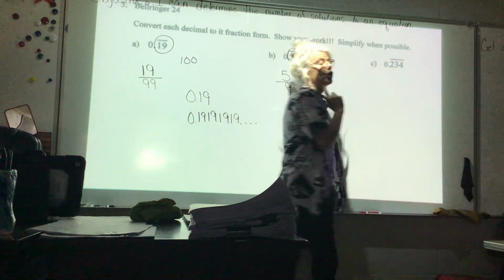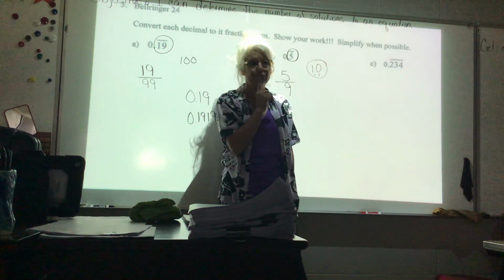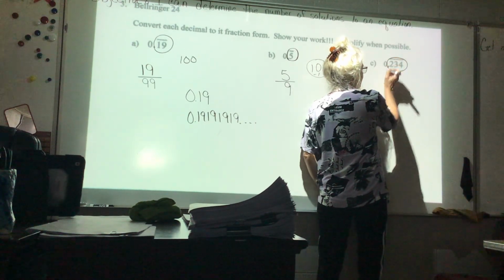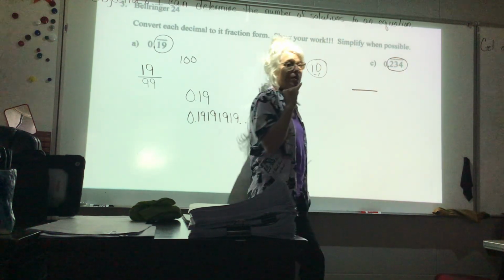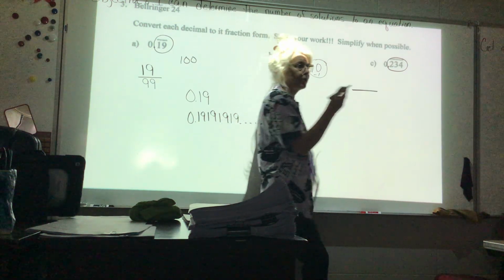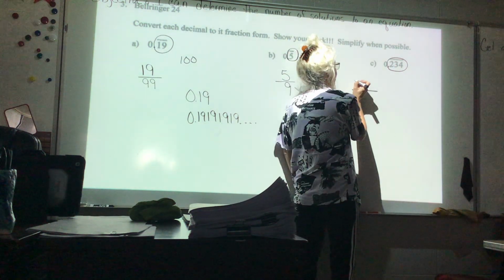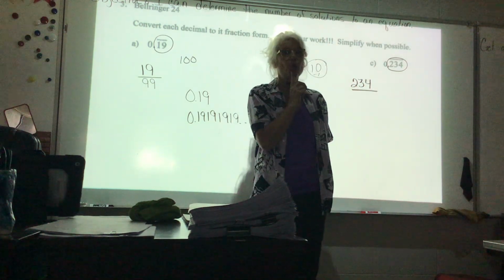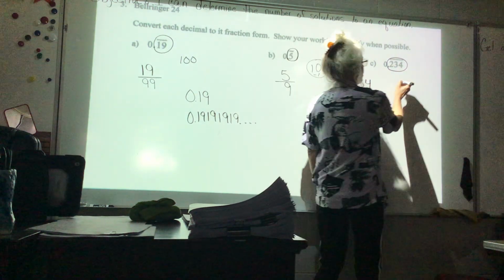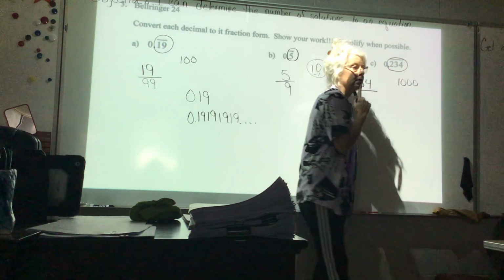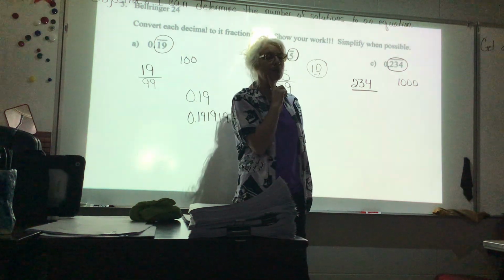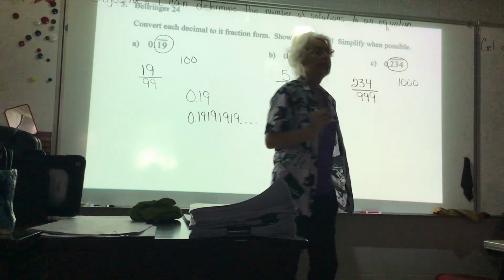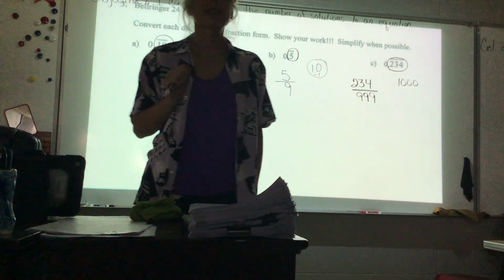So problem C, is this a terminating decimal or repeating decimal? Repeating, so put your pencil on the decimal and then circle everything to the right of it. Use all of the numbers to the right of the decimal as the numerator. Thank you. And what place value is the 4 in? Thousandths. So am I going to use the place value or am I going to subtract 1? Subtract 1.